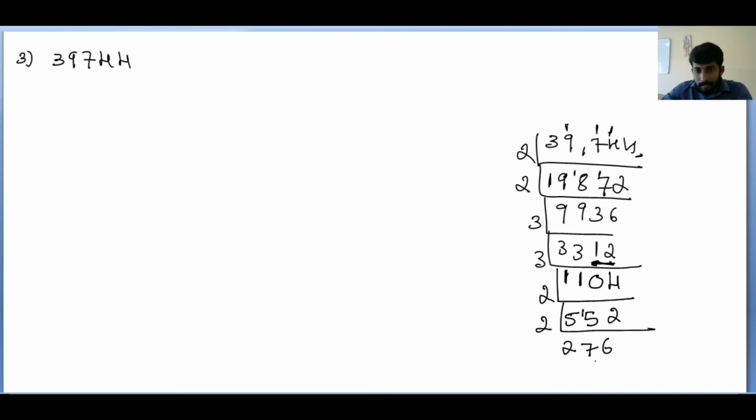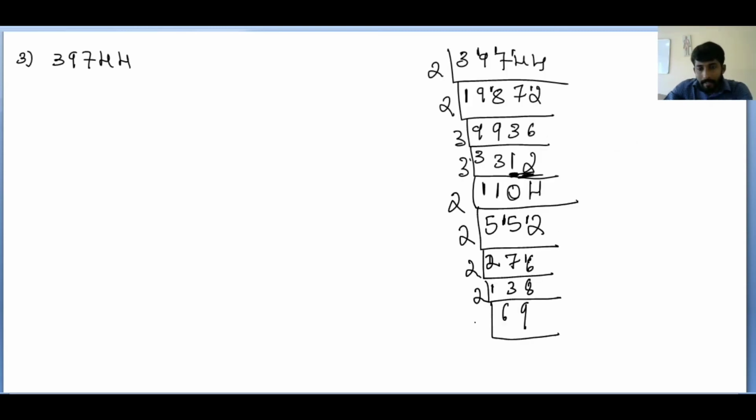Then again dividing by 2, 2 2s are 4, 15 is there, so 2 7s are 14, then 1 is remaining, 2 6s are 12. Then again dividing by 2, 2 1s are 2, 2 3s are 6, right? 1 is remaining, so 16, 2 8s are 16. Then divided by 3, 3 2s are 6, 3 3s are 9. See, 23 is there, right? Okay, there is no number which divides 23. Of course, 1 is there and 23 is there, but 23 is a prime number, right? So you need to stop here.